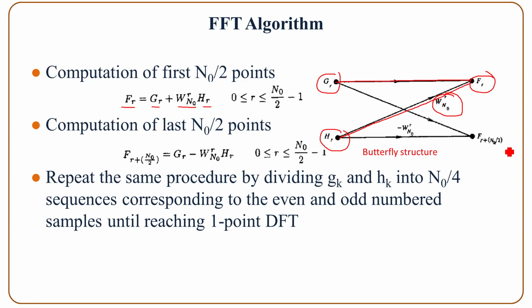And the last N0 divided by 2 points, Fr plus N0 divided by 2 is equal to Gr minus Hr times W N0 to the r, or you say plus Hr times the negative W N0 to the r. And we repeat the same procedure by dividing Gk and Hk into N0 divided by 4 sequences corresponding to the even and odd numbered samples until reaching 1 point DFT.